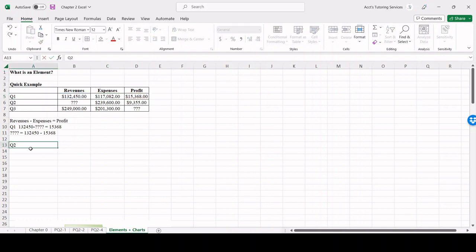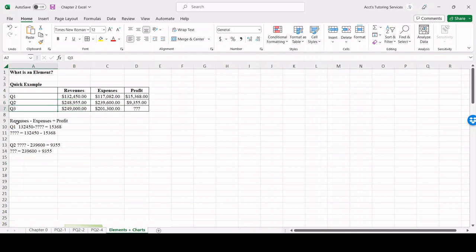For question number 2, essentially question mark minus 239,600 gives us 9,355. To rearrange this formula, we're going to essentially do 239,600 plus 9,355 to get revenues. So this plus this, that's going to give us total revenues.